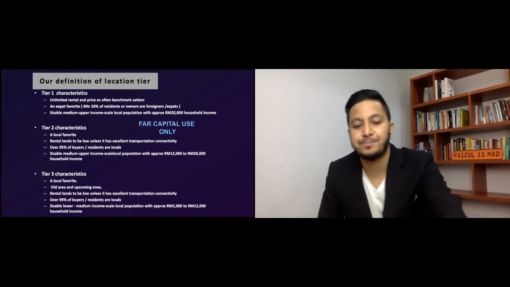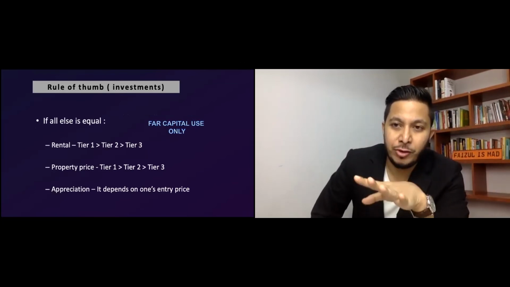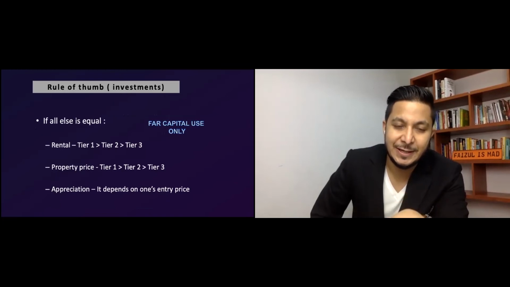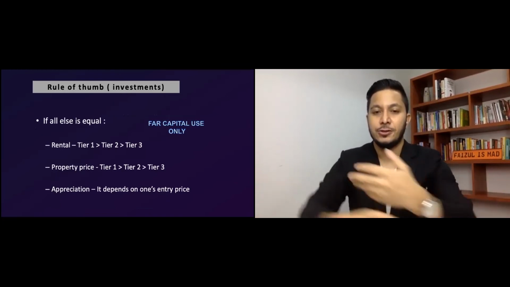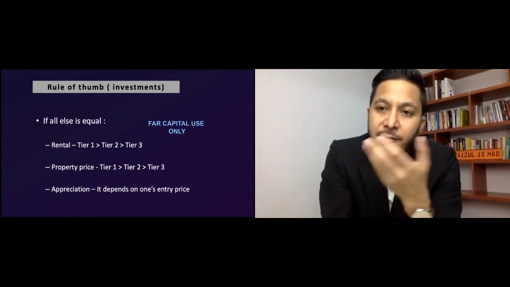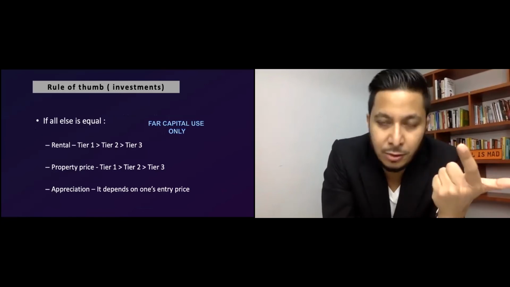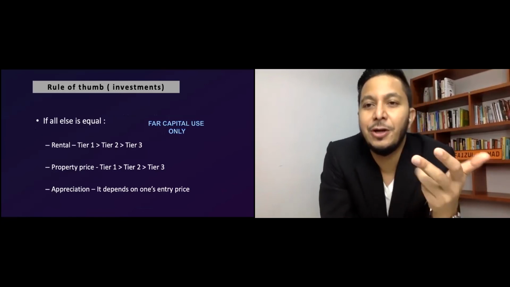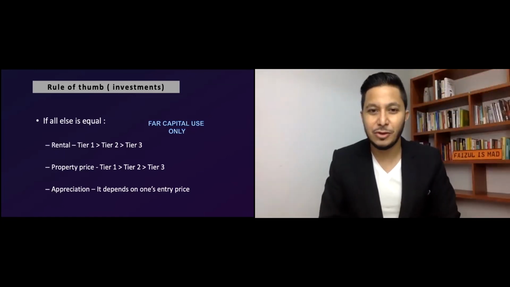So that's why the rule of thumb here, which a lot of people don't realize and they make this mistake here, is that they don't follow area punya rule and tier, right? So that's why they lose money. So for example, for rental, tier 1 will always be more expensive than tier 2, and tier 2 will always be more expensive than tier 3. That's the order of things, dia punya peraturan, right?